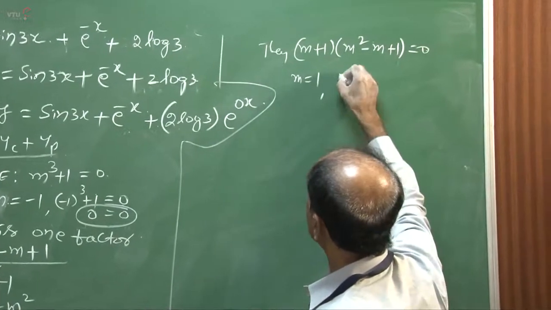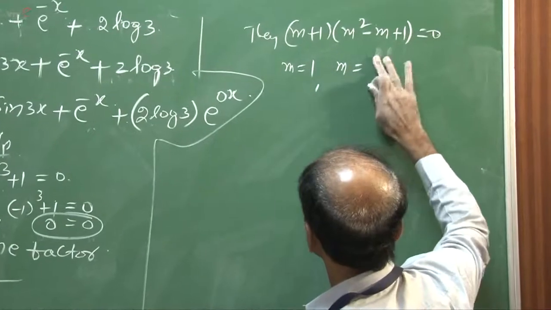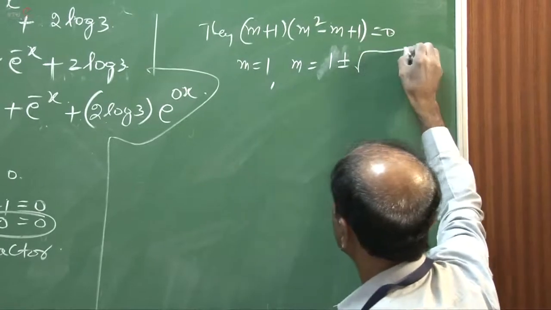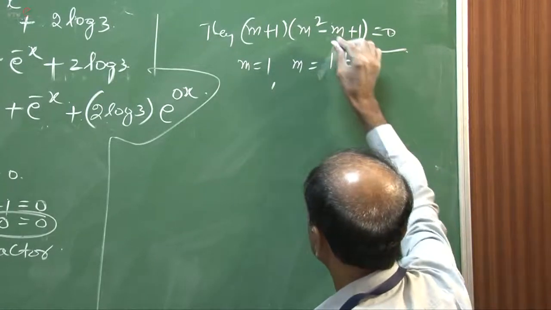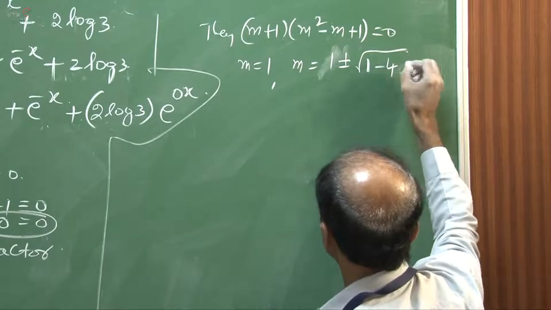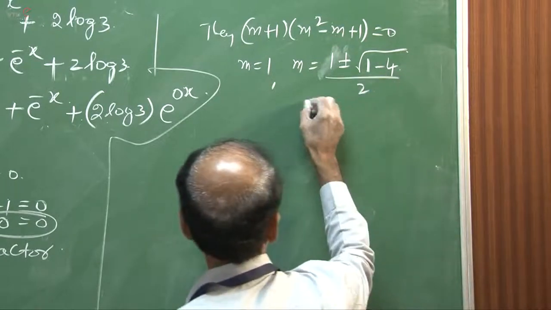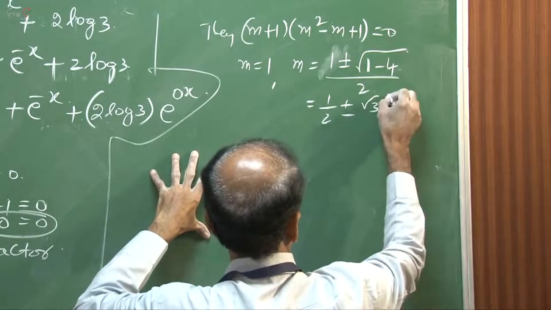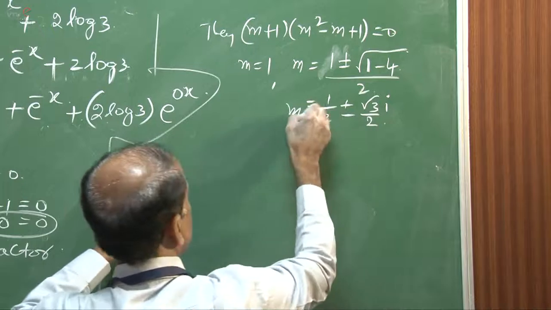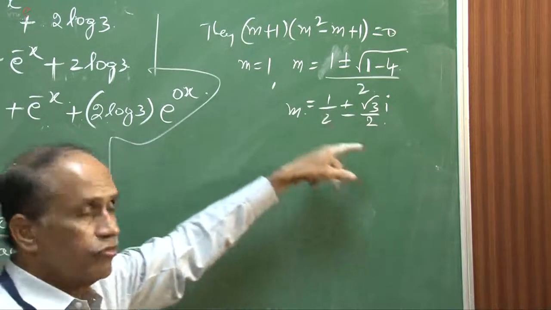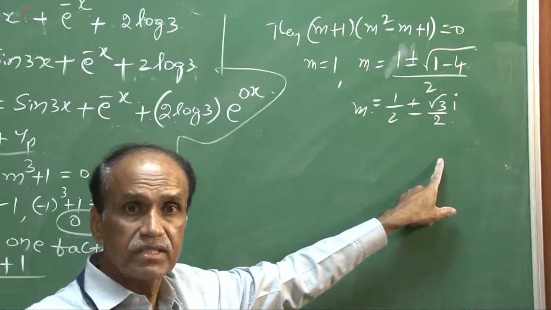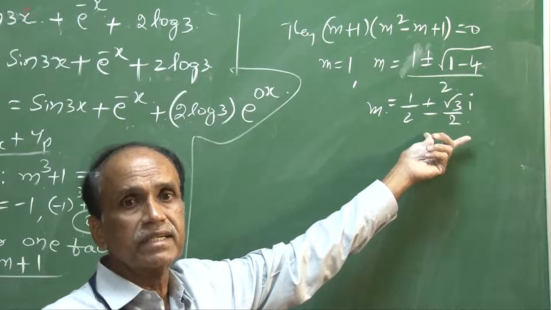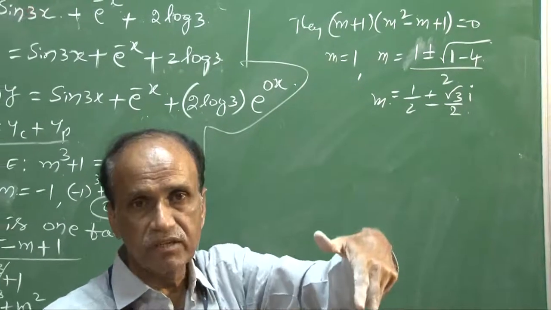Therefore m is equal to minus b, that means 1 plus or minus root of b square, that is minus 1 whole square, 1 minus 4, divided by 2. This is 1 by 2 plus or minus root 3 i divided by 2. This is m is equal to. So total number of roots you will find: one is a real number and the other pair of numbers you are getting as imaginary values.